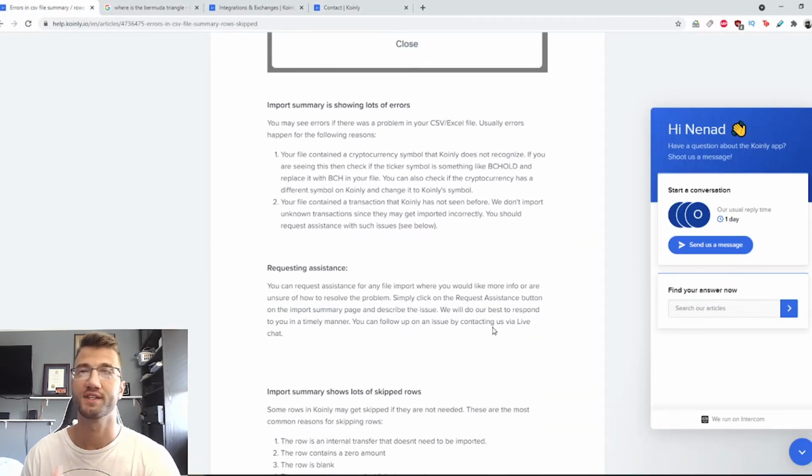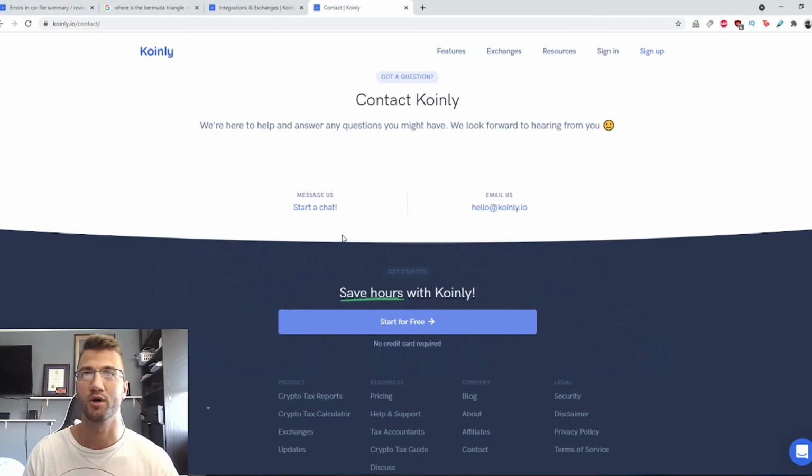So requesting assistance, you can request assistance for any file import where you would like more information or are unsure on how to resolve this problem. Simply click the request assistance button on the import summaries page and describe the issue. We will do our best to respond to you in a timely manner. You can follow up on the issue by contacting our live chat. So that's what I talked about earlier.